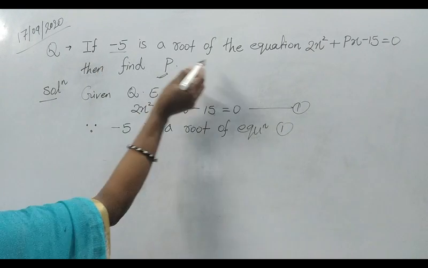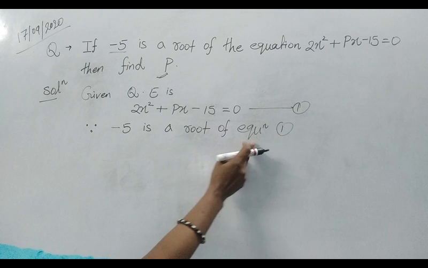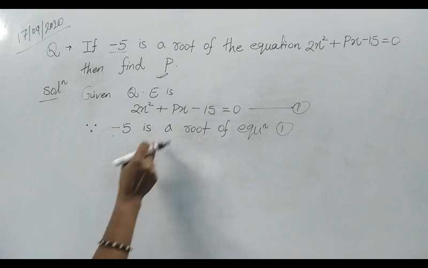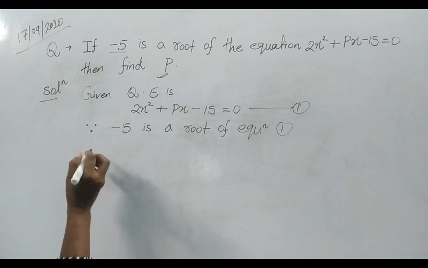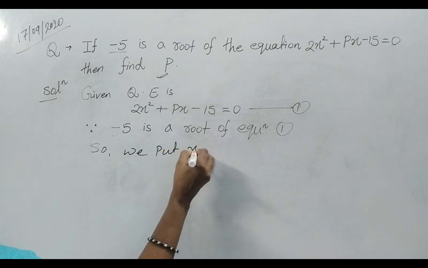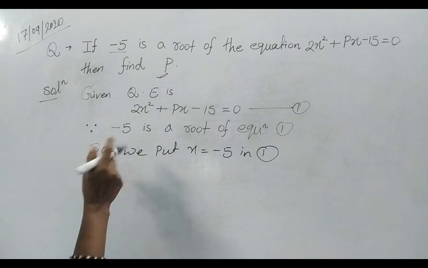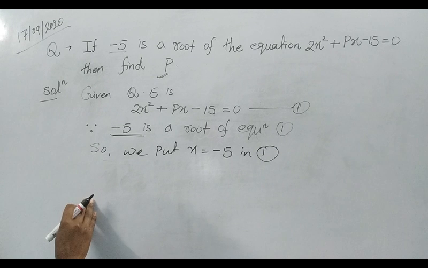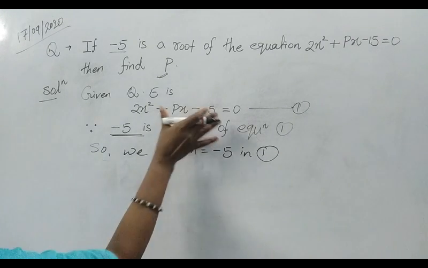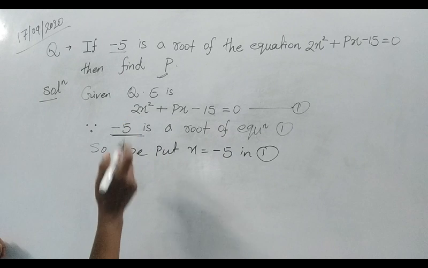Since minus 5 is a root of this equation, that means this value must satisfy this equation. So we put x is equal to minus 5 in equation 1. Since it is already a root, it is satisfying the equation, so we directly take the whole equation and put x is equal to minus 5 here.